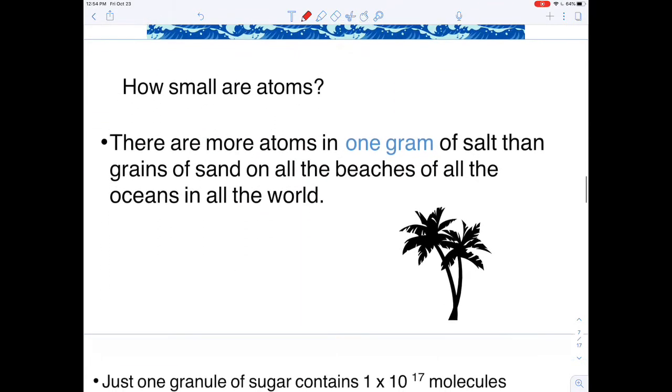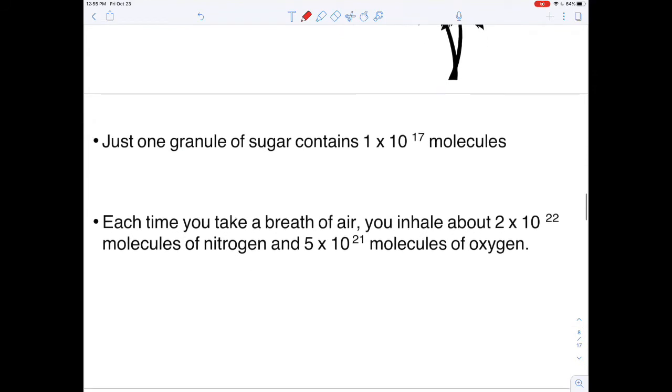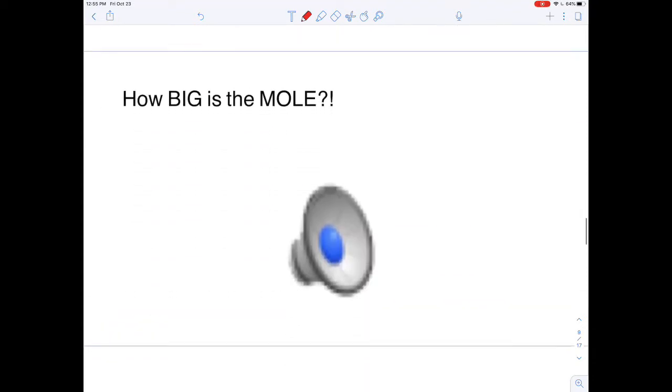Huh. Well, that makes you wonder, how small are atoms? Well, there are more atoms in 1 gram of salt than grains of sand in all of the beaches of all the oceans in the world. There's a lot of sand out there. Just 1 grain of sugar contains 1 times 10 to the 17 molecules. Each time you take a breath of air, you're inhaling 2 times 10 to the 22nd molecules of nitrogen and 5 times 10 to the 21 molecules of oxygen.